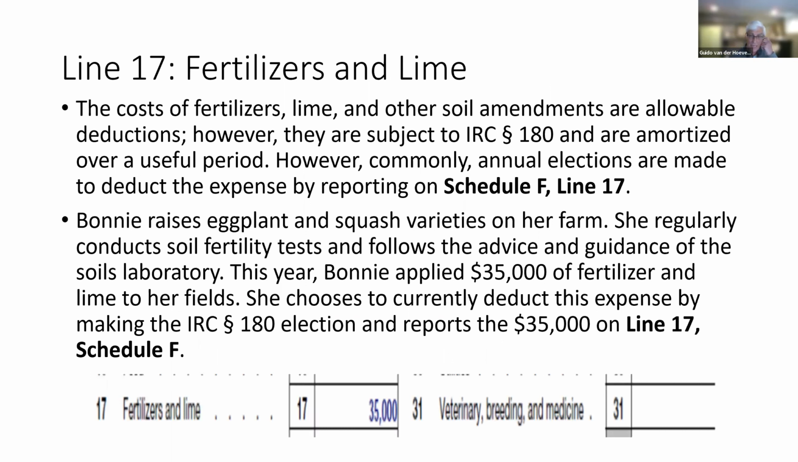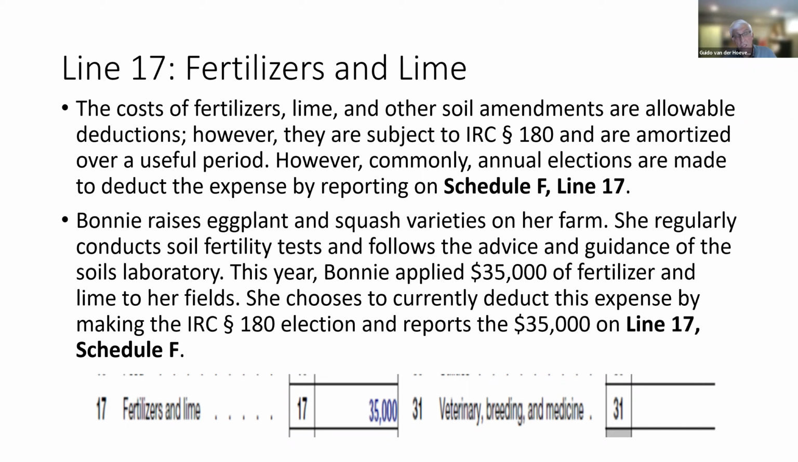Fertilizers and lime come next. This is on line 17. So any of those soil amendments, we're going to be able to take those as a deduction. Now, under Code Section 180, they're technically supposed to be amortized over the useful period. However, commonly, annual elections are made to deduct those by just simply reporting them on Schedule F, line 17. And most folks, that's what they do. They may not know that they're actually making an annual election.